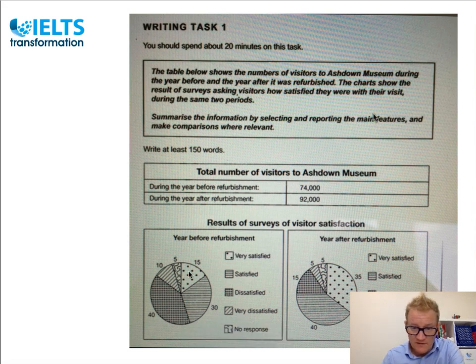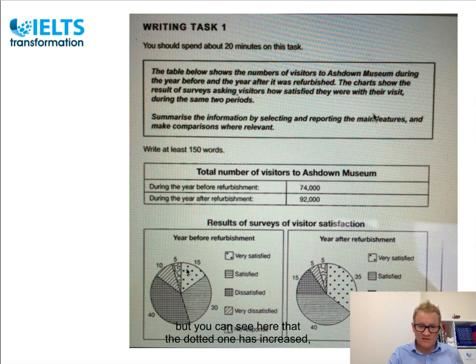So look, just looking at the, not looking at the numbers too much, but you can see here that the dotted one has increased. This horizontal stripes has increased a lot. These 2 have increased a lot, haven't they? And this one has basically decreased a lot.